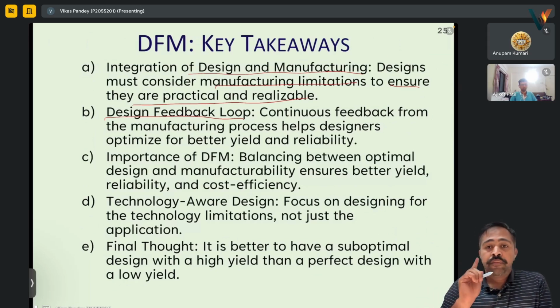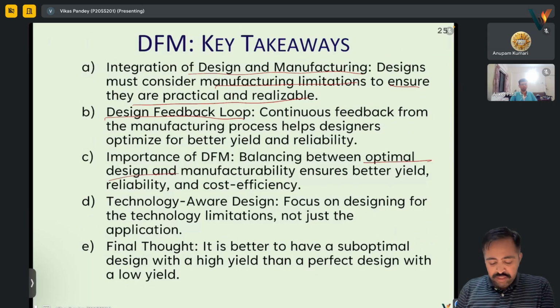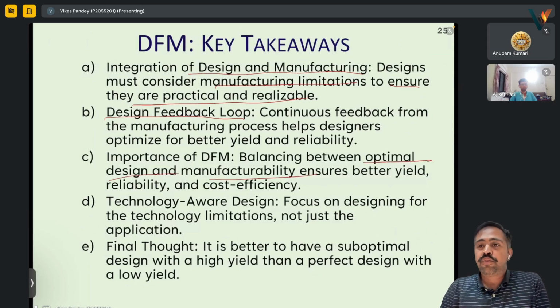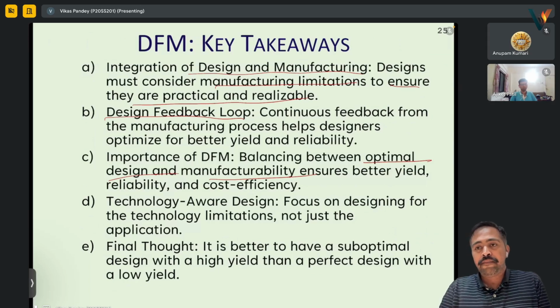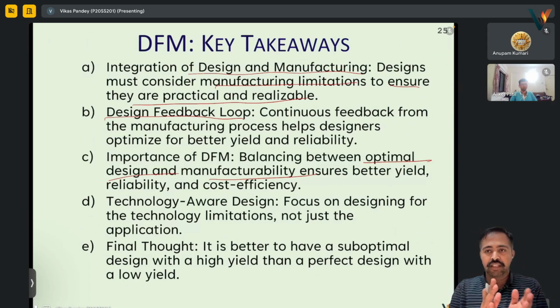One important thing is that we have to balance between optimal design and manufacturability. It should not be such a strict parameter that we are not able to manufacture it perfectly, and it should not be so relaxed that we are not able to get the perfect output. So we have to do an analysis between good yield, reliability, and cost efficiency. It should be cost efficient.